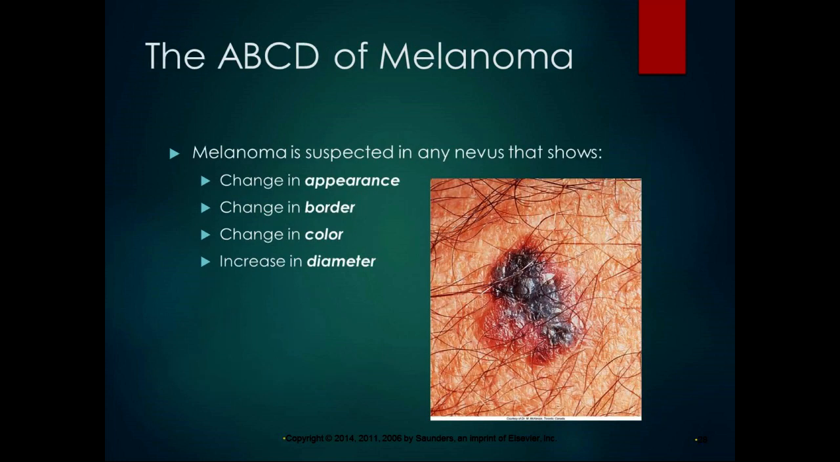Serious. So here are the ABCD of melanoma. Melanoma is suspected in a nevus that shows a change in appearance, change in border, change in color, or an increase in diameter. That's the ABCD of melanoma. That would be a good little mnemonic to know.